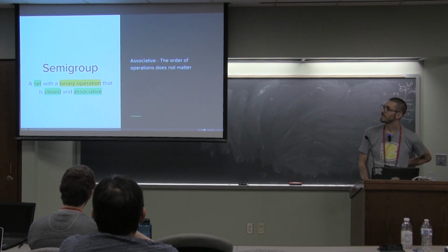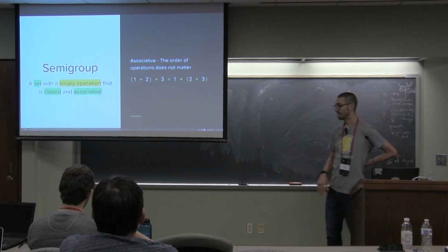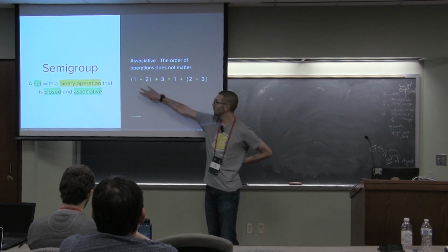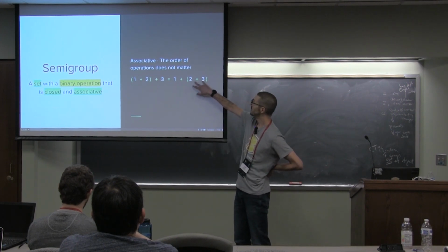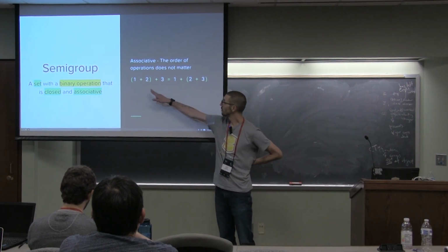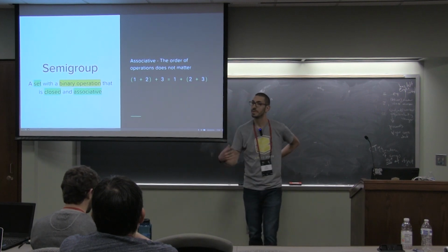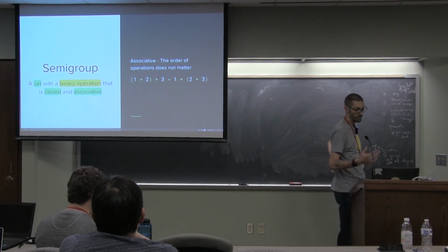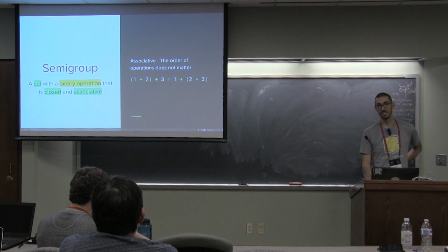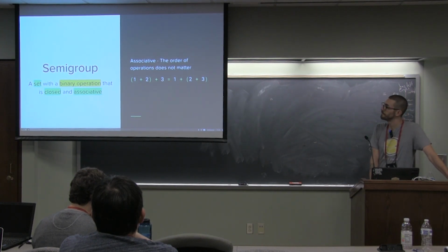So in this case, the order of operations does not matter. As we talked about, we can first sum 1 and 2, or we can first sum 2 and 3. We still have 1 plus 2 plus 3, and we get the same value. So this, once again, is bottom up. We're going to see top down here in just a little while.